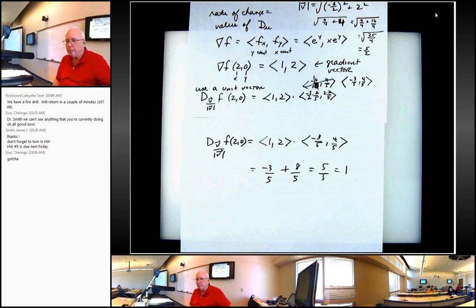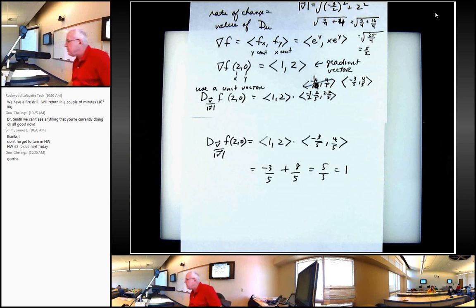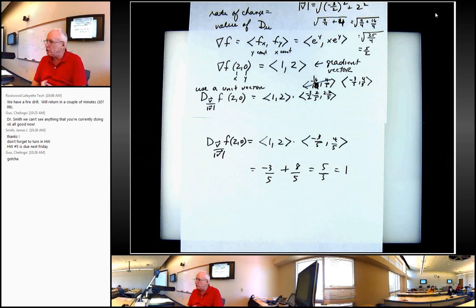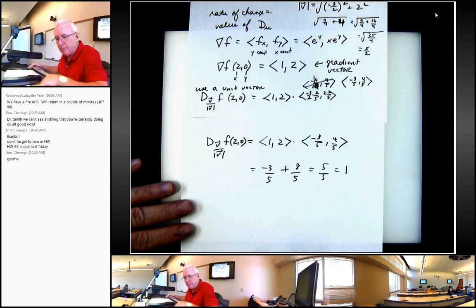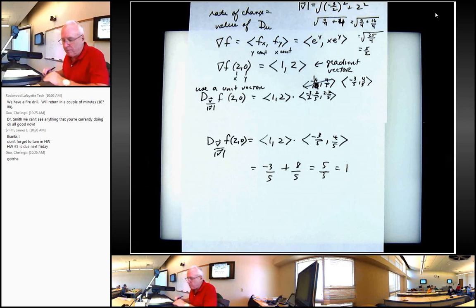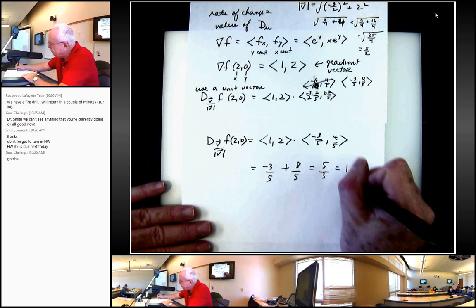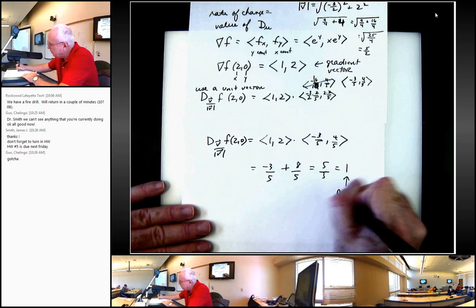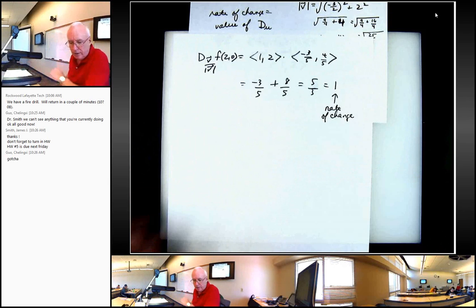So the deal with this problem is we had a couple things we had to do first. We had to figure out the direction, and then we had to divide by its magnitude to get a unit vector. That's the first question they were asking for. So that's our rate of change that we're looking for, whatever the dimensions are of that.